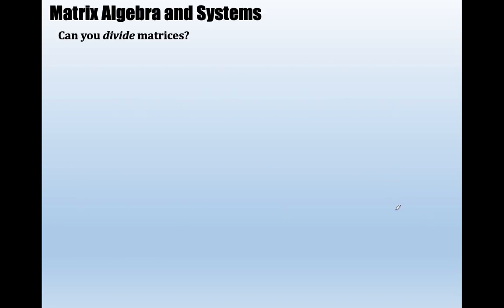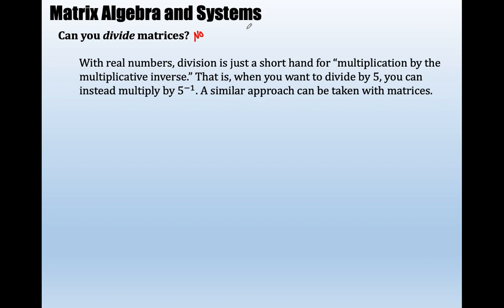So the answer to this is no. But honestly, you really don't divide real numbers either. It's just shorthand by multiplication of the multiplicative inverse. So really dividing by 5 is multiplying by the multiplicative inverse of 5, which is 5 to the negative 1 or 1/5, right? So isn't it true that 5 to the negative 1 is 1/5, 1 over 5, times 5, and that is 1. And we call 1 the multiplicative identity.